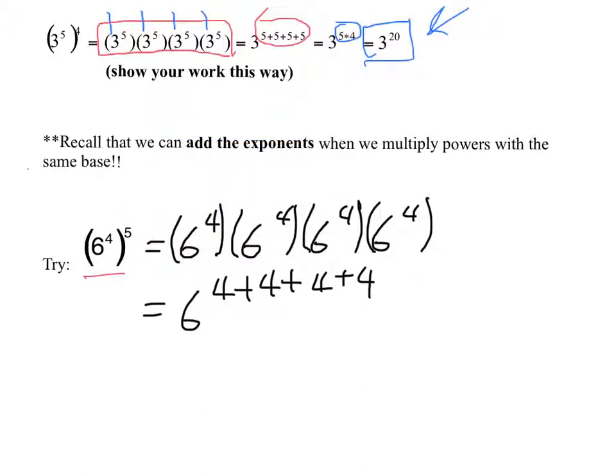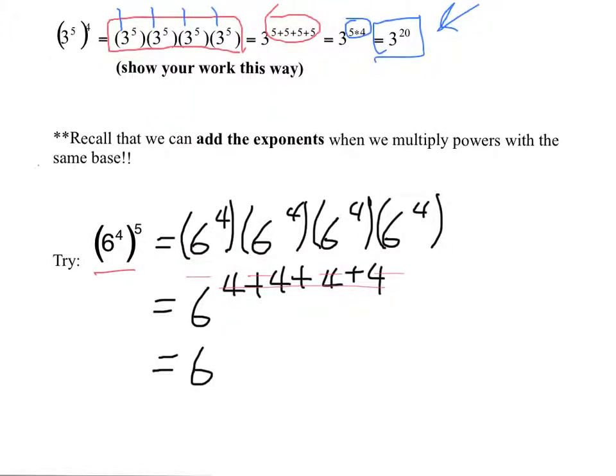We are going to use the shortcut rule that says when you multiply powers with the same base, you can add the exponents. And so the ultimate answer would be 6 to the 20th power, which I'd like you to continue and write the rule, which is 6 to the 4 times 5. And you can stop there.